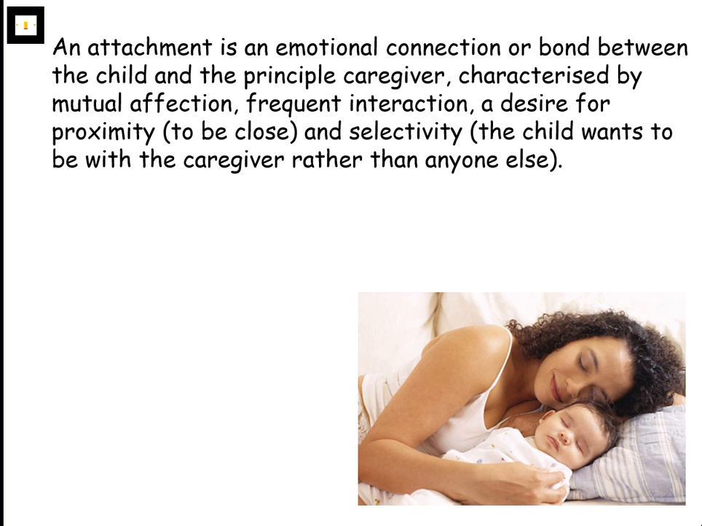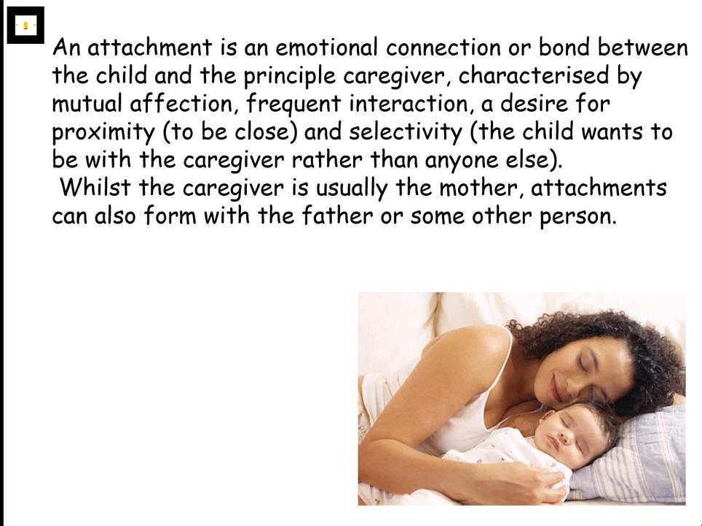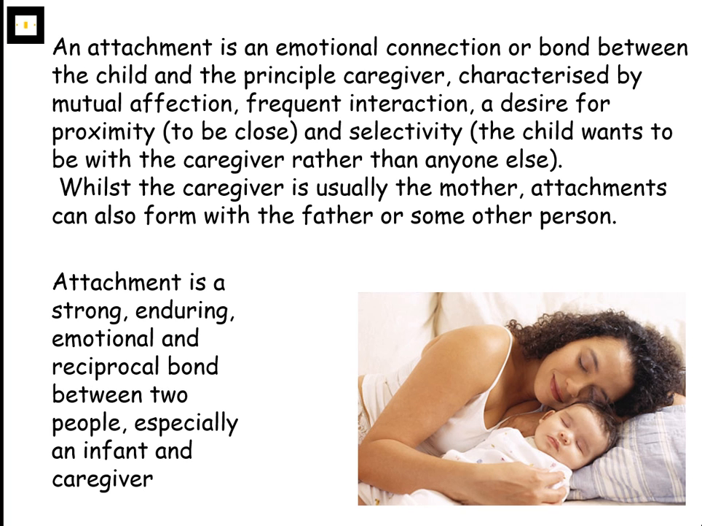So I'm going to be using the word proximity a lot, and that means the distance to which you are to somebody, so how close you are, and selectivity. So selectivity is who the child prefers to be with, who they want to be with. So the caregiver is usually the mother, but this could be the father and it could be some other person. Try to think about why it might be the mother. And obviously you're probably going to think about biologically because it's the mother who gives birth to the child, and that would be quite reasonable. But please just remember that it's not always that. So try to be careful to not say mother, just say caregiver.